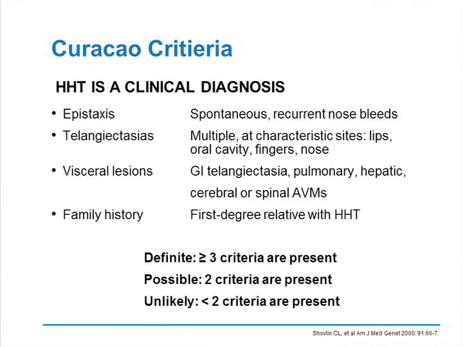And the 4 criteria are epistaxis, which is spontaneous recurrent nosebleeds, telangiectasias, which tend to be multiple. And I think the key word you're going to hear throughout the slide is multiplicity or multiple lesions.